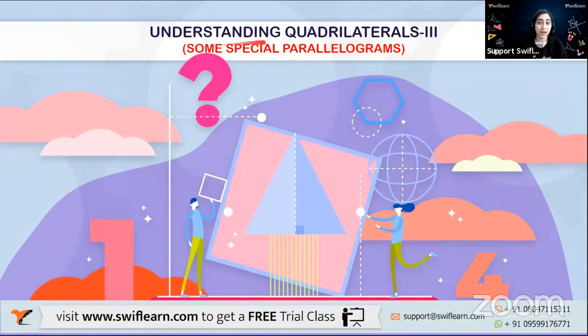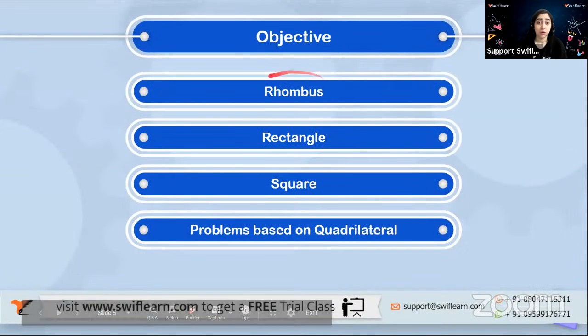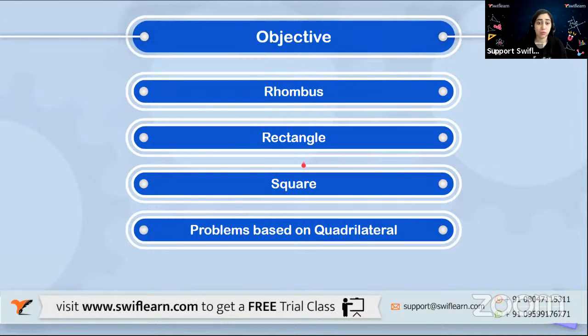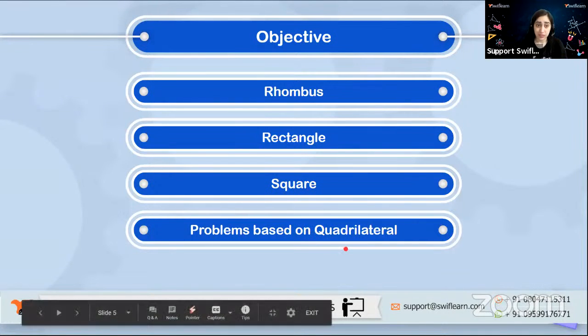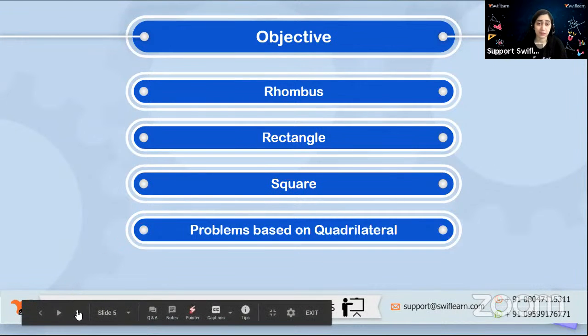Moving on to the topic, understanding of quadrilateral. This is part 3. I have already done 2 videos, part 1 and part 2. If you have not seen that, kindly after the session, go and see that so that the whole chapter is covered. And today's topic, we'll do some special parallelograms. What are the special parallelograms which we'll study? Okay, so here we go. The objective of the class would be: what is a rhombus, what is a rectangle, what is a square, and problems based on these quadrilaterals. So we'll solve all of these. We understand what these 3 figures are and what are their properties.